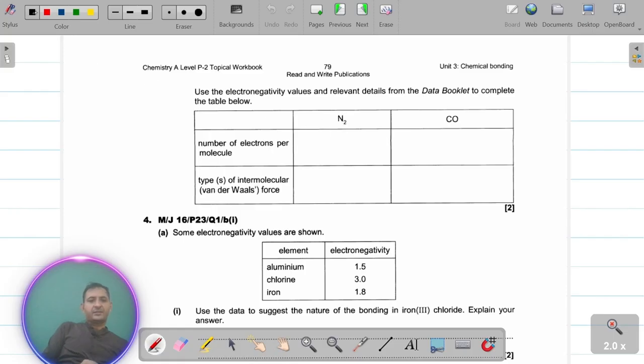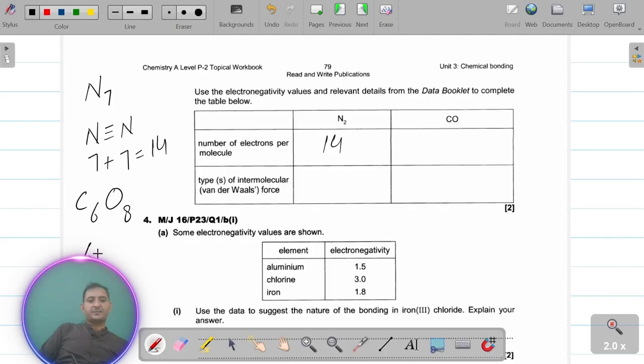The atomic number of nitrogen is 7, so there are 7 electrons. But it is a nitrogen molecule, nitrogen triple bonded with nitrogen. So 7 electrons plus 7 electrons gives 14 electrons. The atomic number of carbon is 6 and of oxygen is 8. So 6 plus 8 gives 14, so there are also 14 electrons.